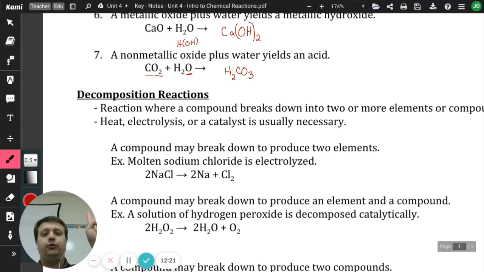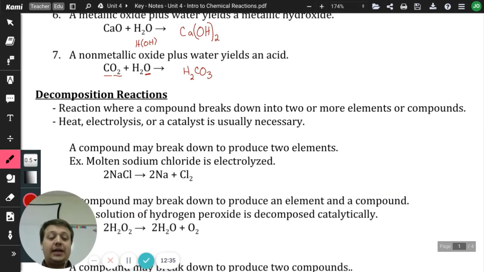Synthesis, you're taking 2 reactants and you're creating one product, versus decomposition, you're going to be taking 1 reactant and creating 2 products. Okay. So decomposition, again, it's a reaction where a compound breaks down into 2 or more elements or compounds. Typically, for this to occur, we're going to need some kind of energy applied. So that's going to be either heat or electrolysis, so shocking it with electricity, or a catalyst. What does a catalyst do? Remember, a catalyst is going to lower your activation energy, which means it takes less energy for that reaction to occur. Okay?